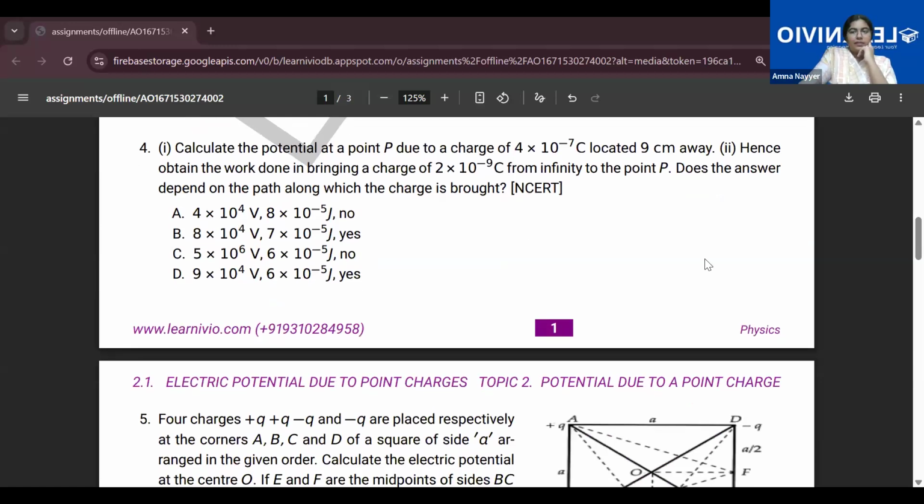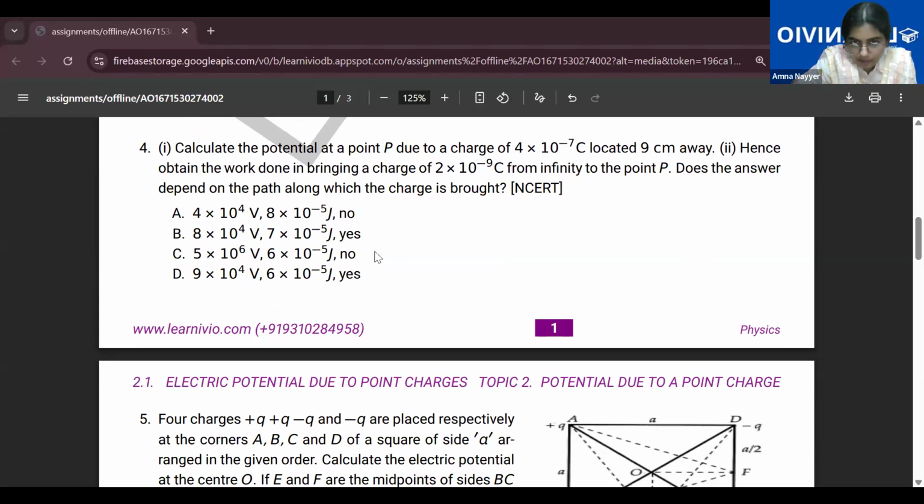See, this says calculate the potential at point P due to a charge 4 into 10 to the power minus 7 coulomb located 9 meters away, hence calculate the work done. It's a very formula based question. Is the fourth question fine or any difficulty in this? Is this fine?